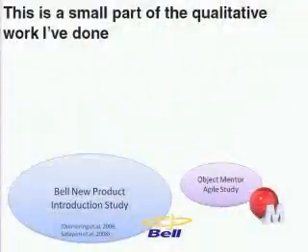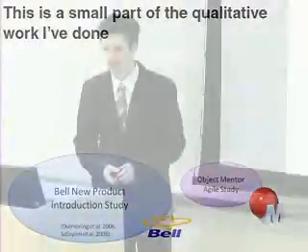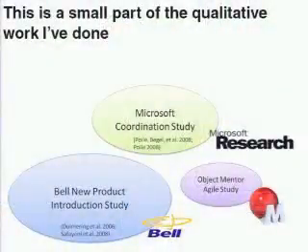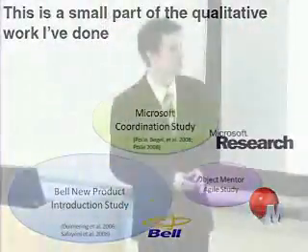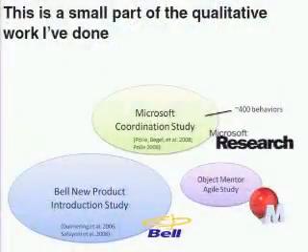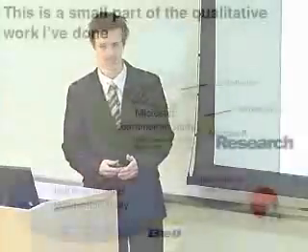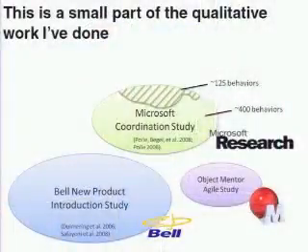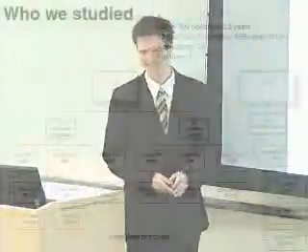I've also been involved with a very long-term project in Bell looking at their new product development. And I've also done this study in Microsoft Research over the past summer. We did a general study of coordination between software teams. We got around 400 behaviors from this. I'm going to be showing a very small portion of this study, which is equivalent to about 125 behaviors. I won't be telling you all of the behaviors, of course.